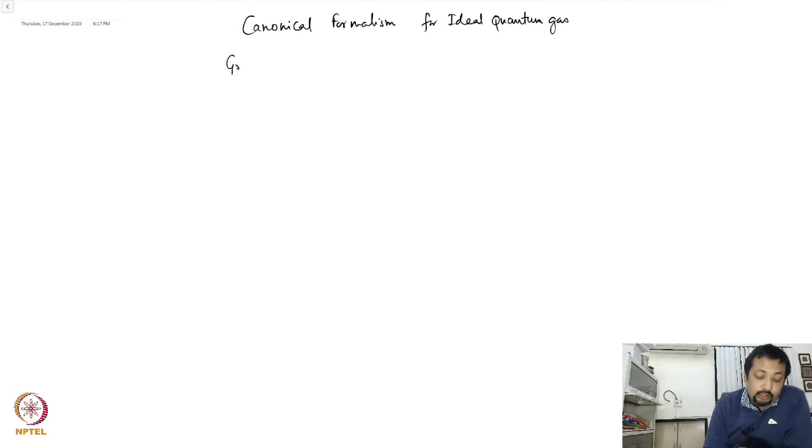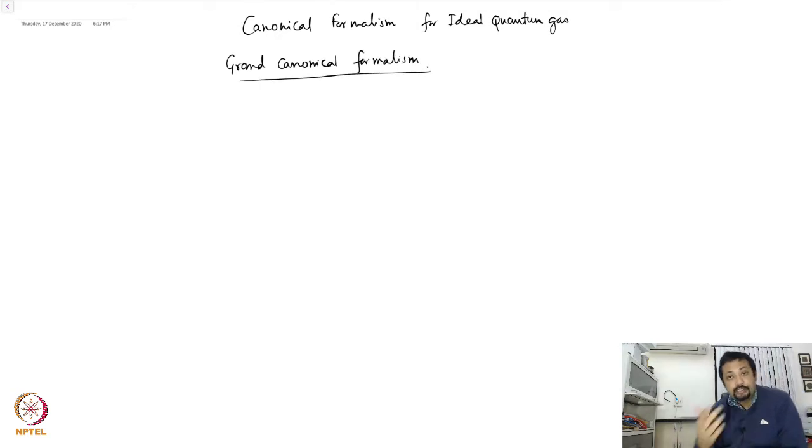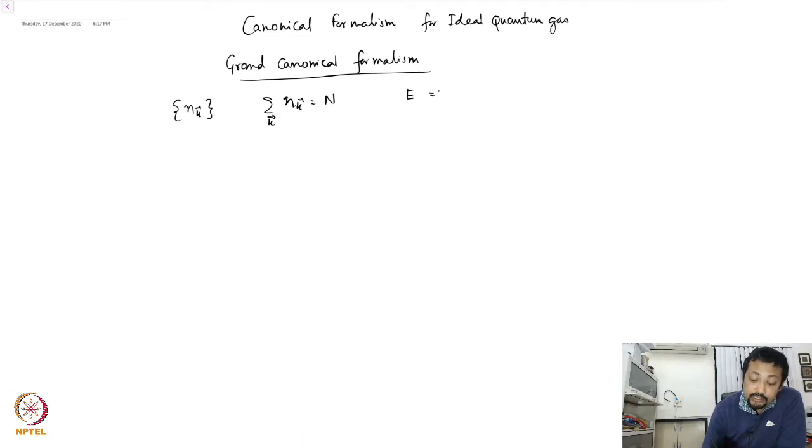So we now want to look at the grand canonical formalism, and this turns out slightly easier to handle. Of course, in the grand canonical formalism, we know that the particle number is varying, and if n_k denotes the occupation number of the kth level, then the sum over k of n_k must be equal to the total particle number N, and the energy is given by the sum over k of epsilon_k n_k.